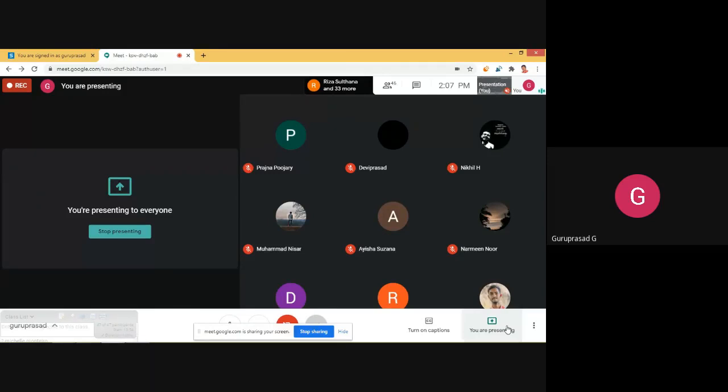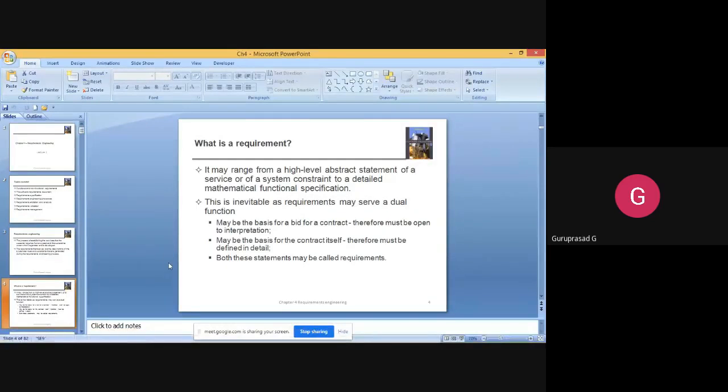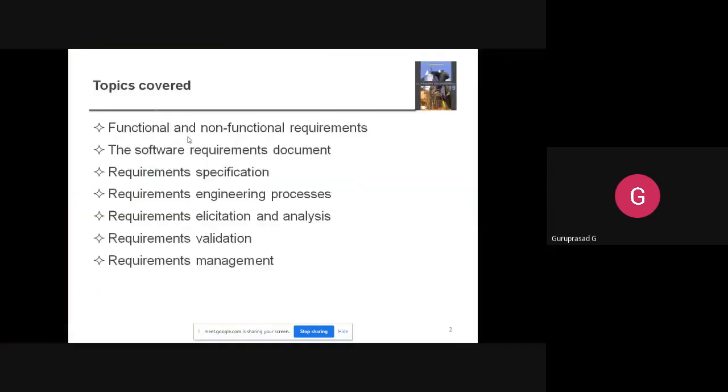Now if you see the waterfall model, the first activity is generally called requirements analysis and specification, correct? So generally we call it requirements engineering. In requirements engineering, we define what is a requirement. It can be a high level abstract statement to a detailed mathematical function, correct? So this is how we defined a requirement.